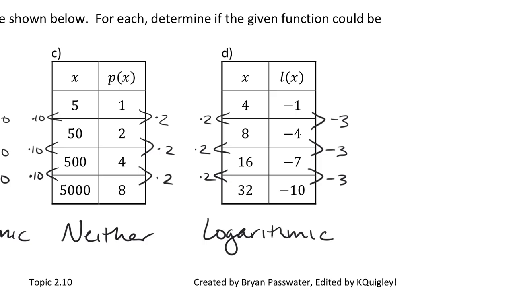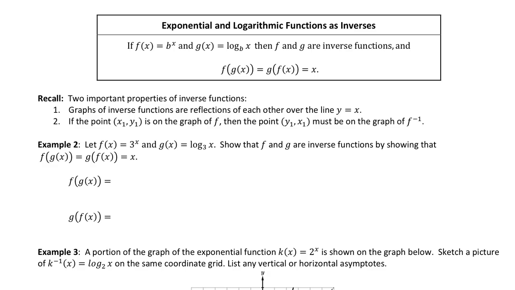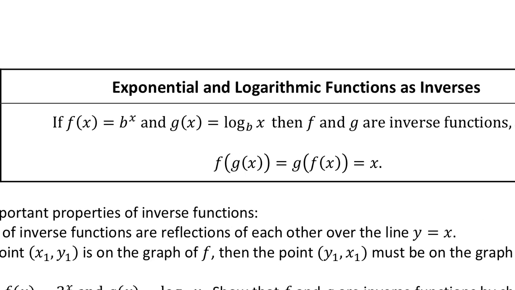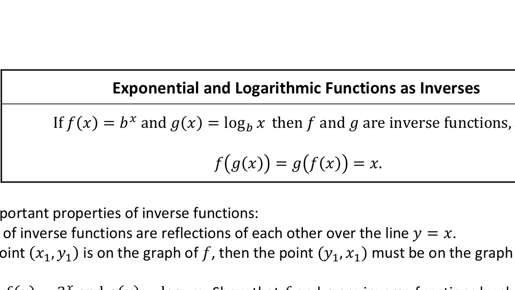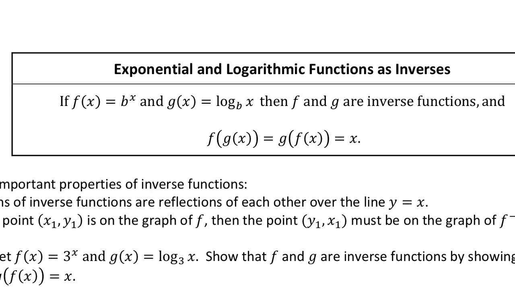Sound good? Fabulous. All right, so we're going to keep going and talk about more properties of inverses and the properties of logarithms. Some of this is going to overlap with previous lessons, so this will sound really good to us. If f of x is equal to b to the x, that is an exponential function. And g of x is equal to log base b of x, then f and g are inverse functions. And if we compose them both directions, we should get x.